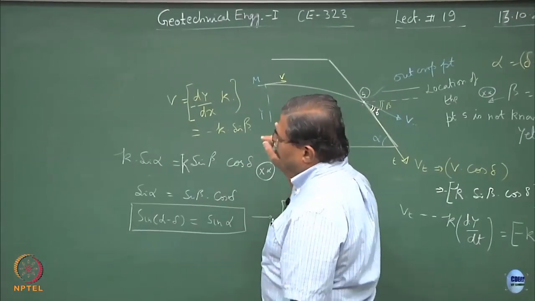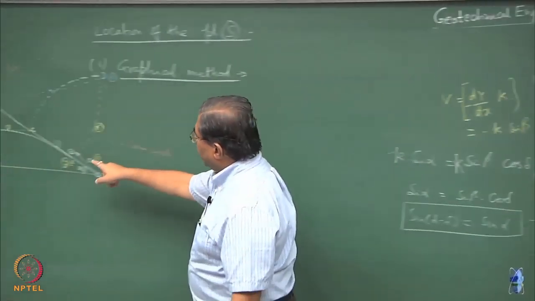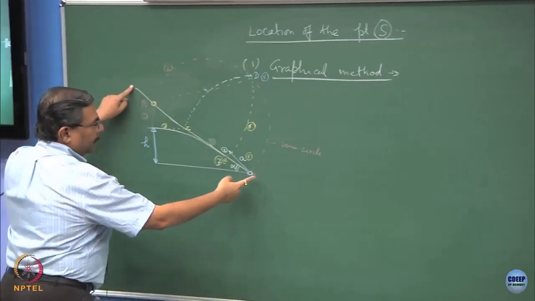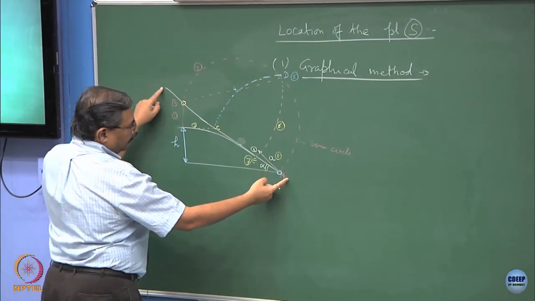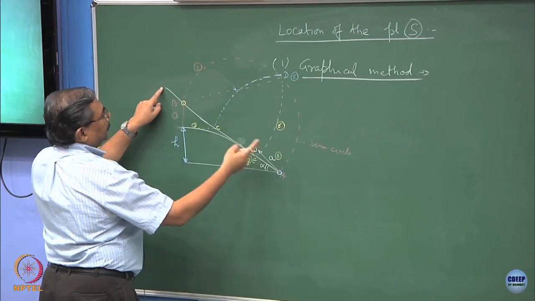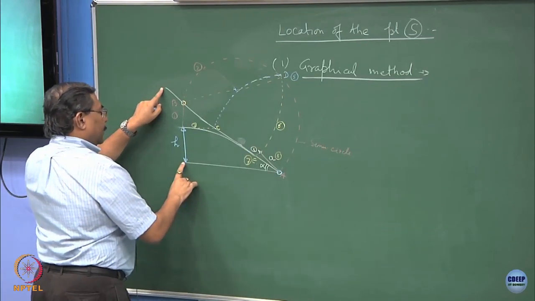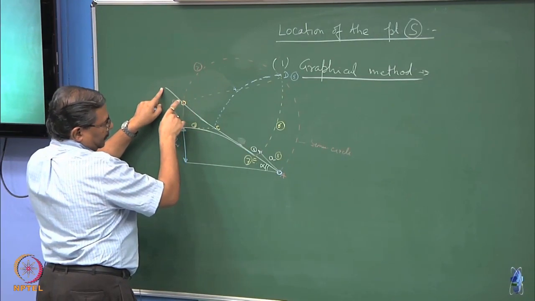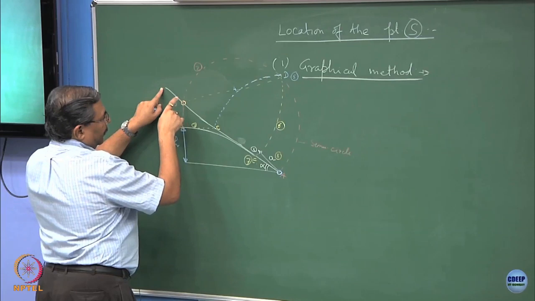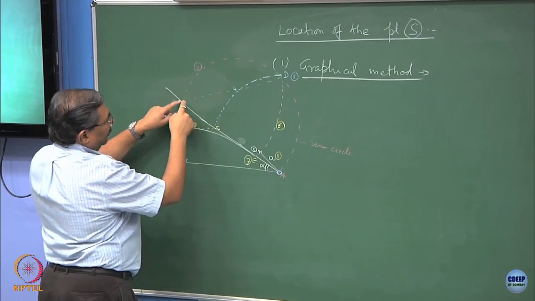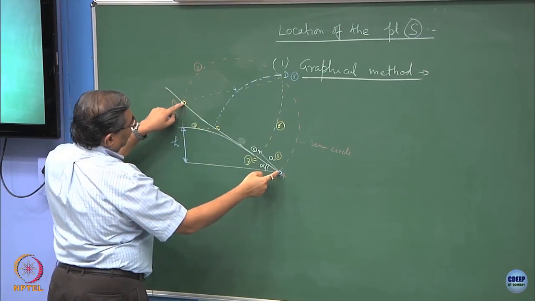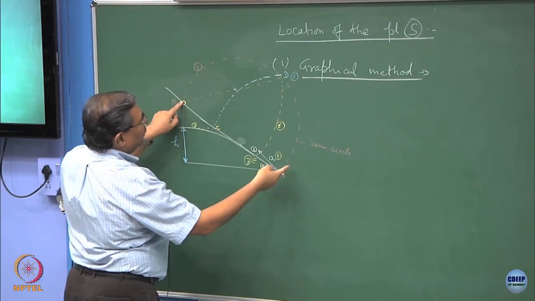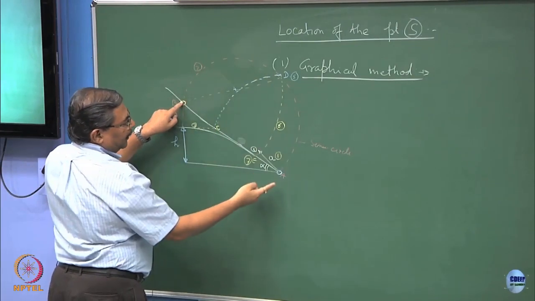Basically, we wanted to find out the location of the outcrop point. So, take the downstream side of the dam, extend the height of the water column, let it cut the dam surface downstream, get the point B. Take A as the center, this whole thing as the diameter, and then you complete the semicircle.